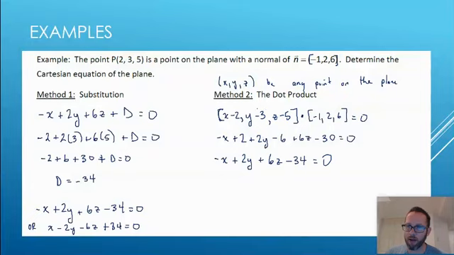And this idea of the dot product being 0 because they're perpendicular is going to be useful in other applications we're going to look at. And I think it's a pretty slick way of finding the equation for the plane. So given a point and a normal, you now know how to find the Cartesian equation of a plane.